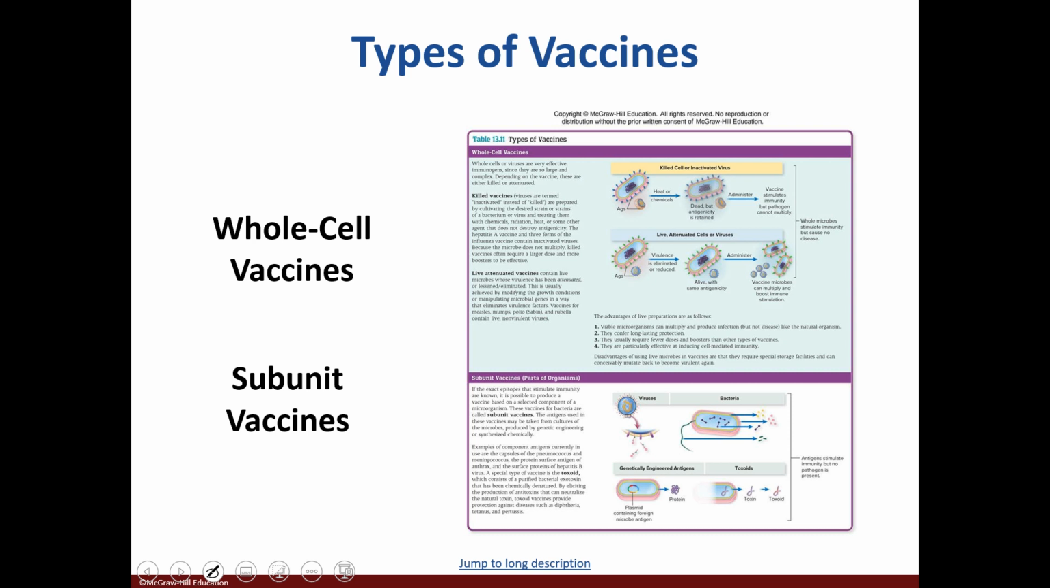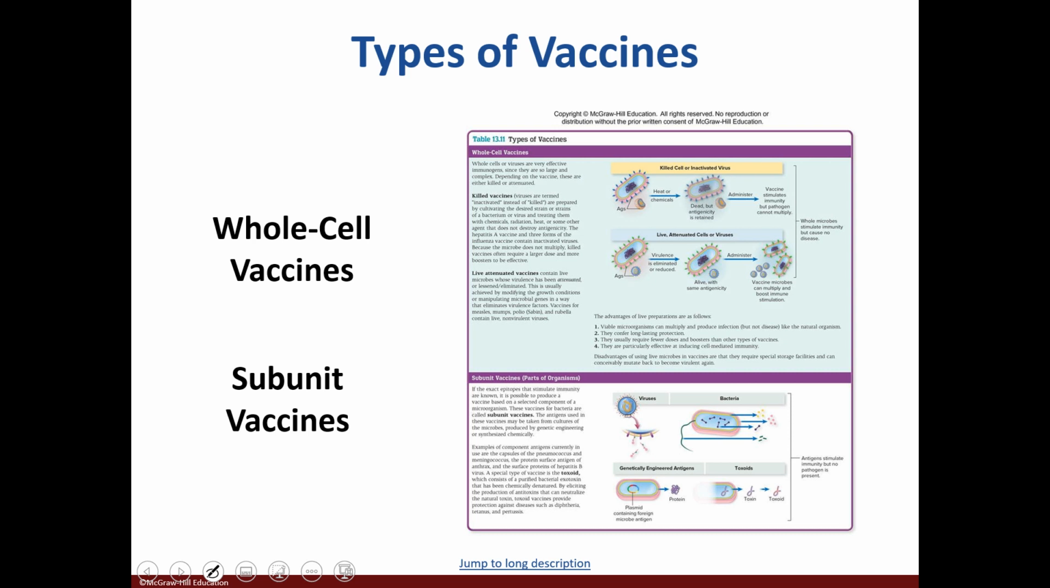There are advantages to whole cell vaccines. The microbes can replicate and produce infection, but don't cause disease. The effects are long-lasting, require few doses, and generate a response from T cells. The downside is that they require special storage and can become virulent again through mutations.